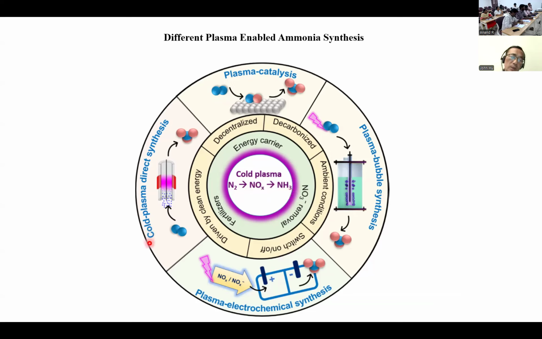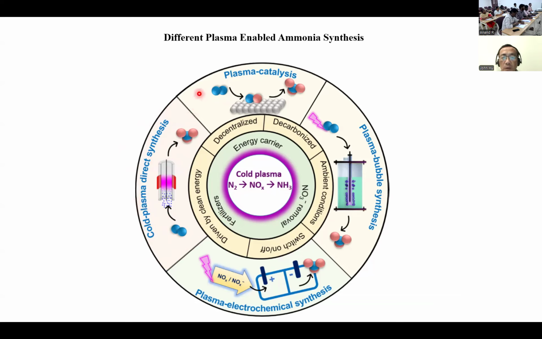Another way, which you see on this side, is called cold plasma direct synthesis. Direct synthesis means there's no NOx involved. You have nitrogen, you make ammonia. So there's another way to make ammonia using the cold plasma.